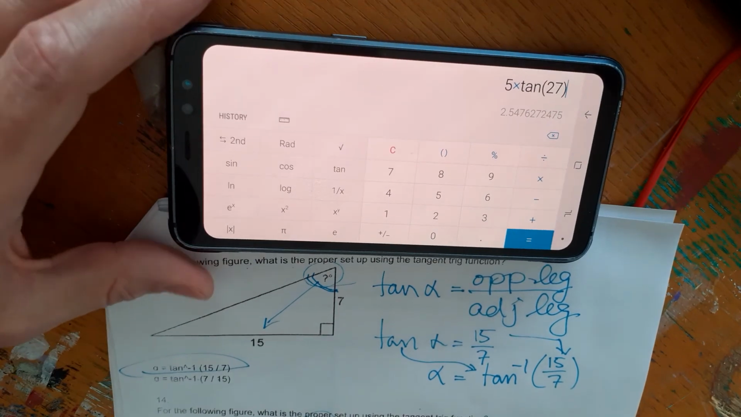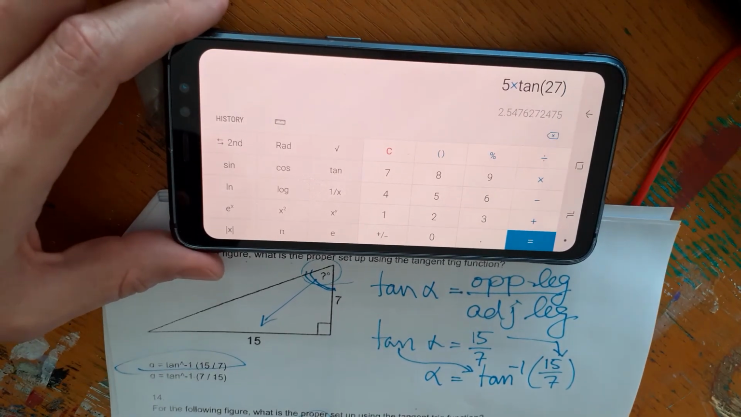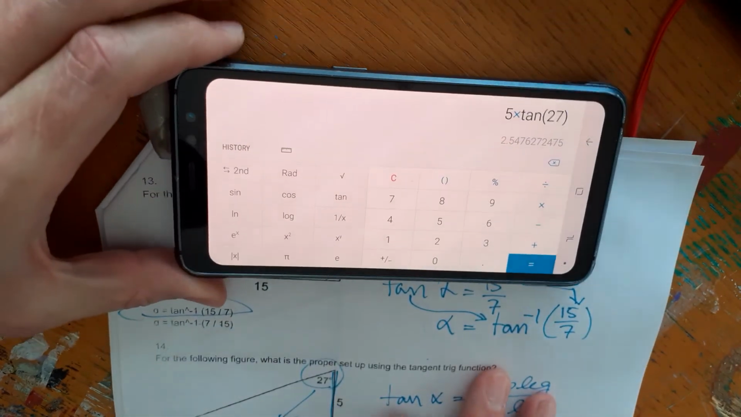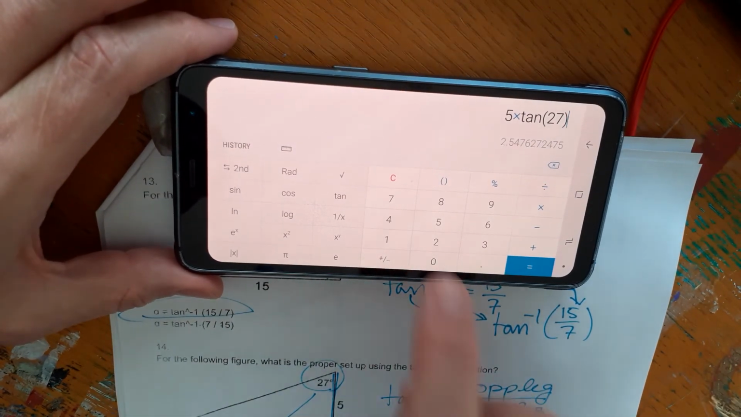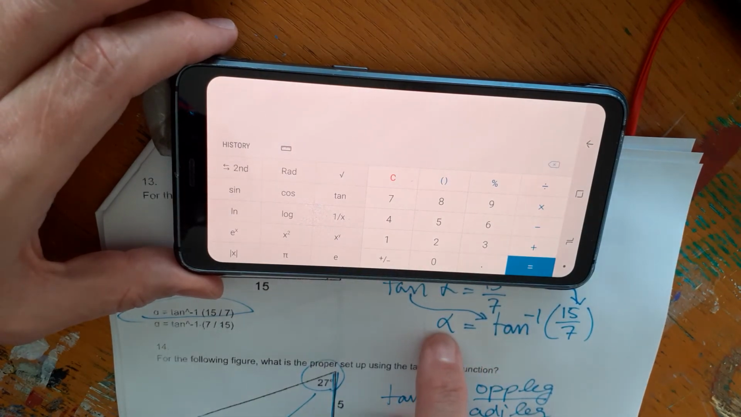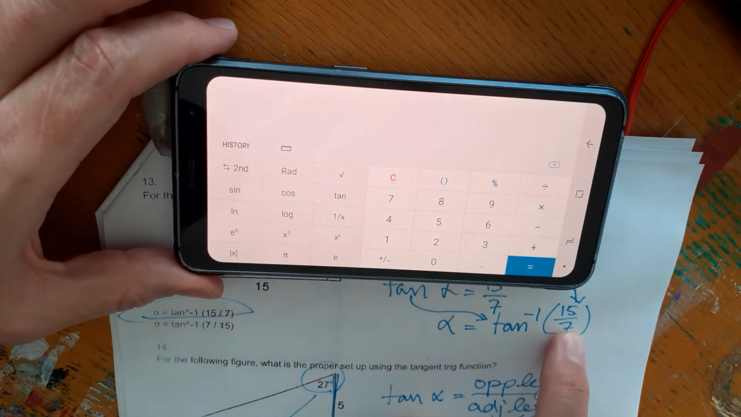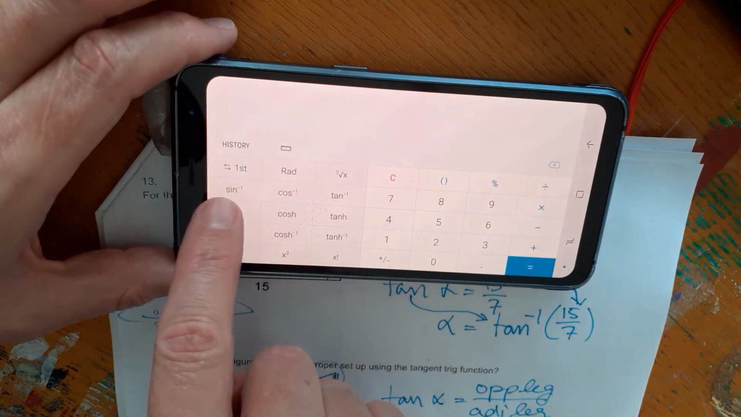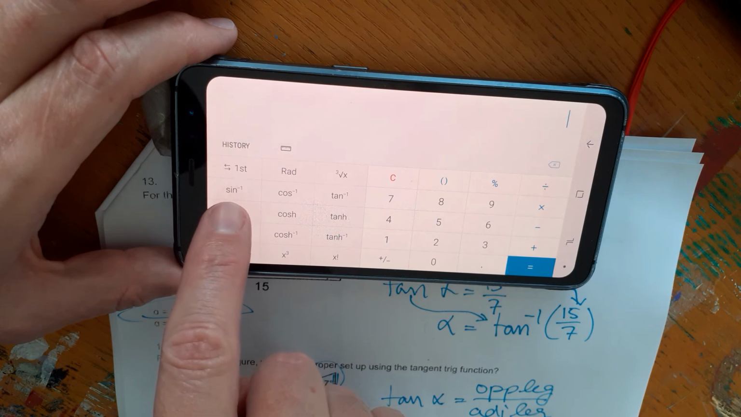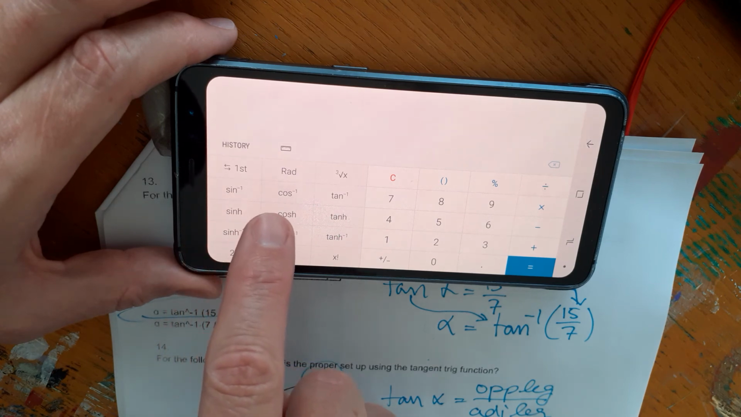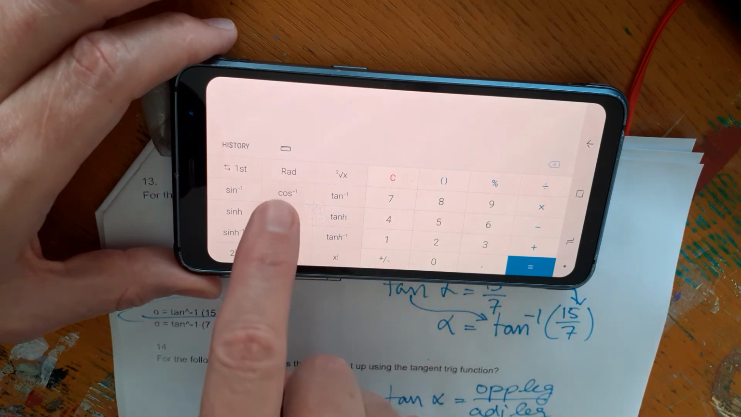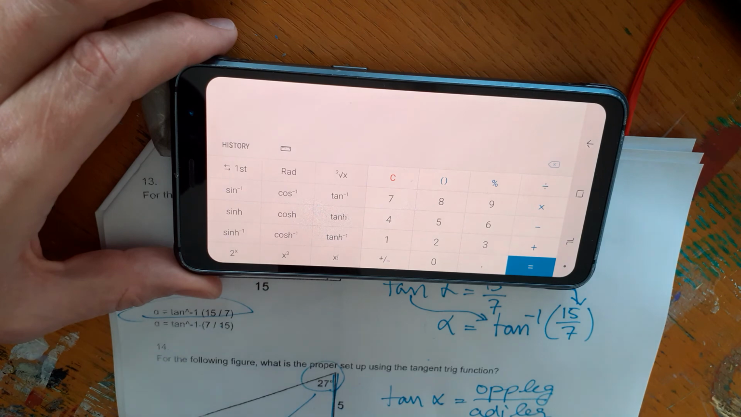Let's see if we can find an angle. In this case, we're going to find the inverse tan. Let's clear this out. So we're going to say alpha equals inverse tan of 15 divided by 7. Notice that if you do the second key, all of my trig functions go to the inverse tan, which is tan to the -1. And this is totally different than x to the -1, which is 1 over x. This is just a reverse tangent function, or reverse cosine or reverse sine. It's like division is to multiplication or subtraction is to addition.